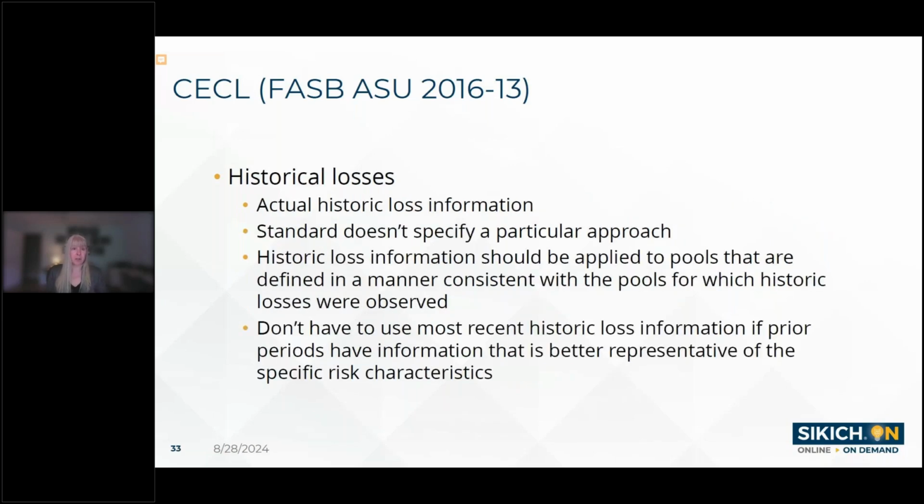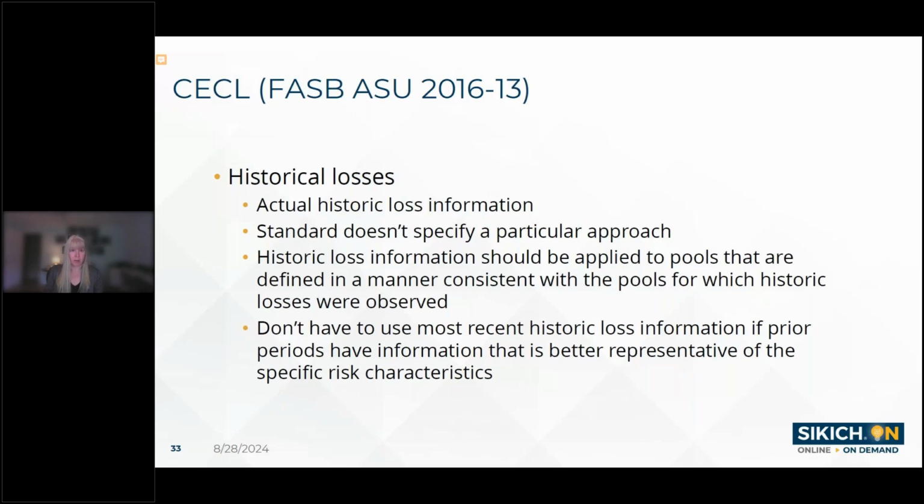So in terms of historical losses, typically an organization will start with their actual historic loss information. So this doesn't necessarily need to change under current GAAP. What you're doing now, you can still start with that base of historical loss information. CECL does not specify a particular approach that you need to use. However, you want to make sure that you're comparing apples with apples. So if you're trying to evaluate a pool under CECL, you'll want to make sure the pool you're evaluating, the historic loss information that you're pulling is for the same nature of the same pool of assets.